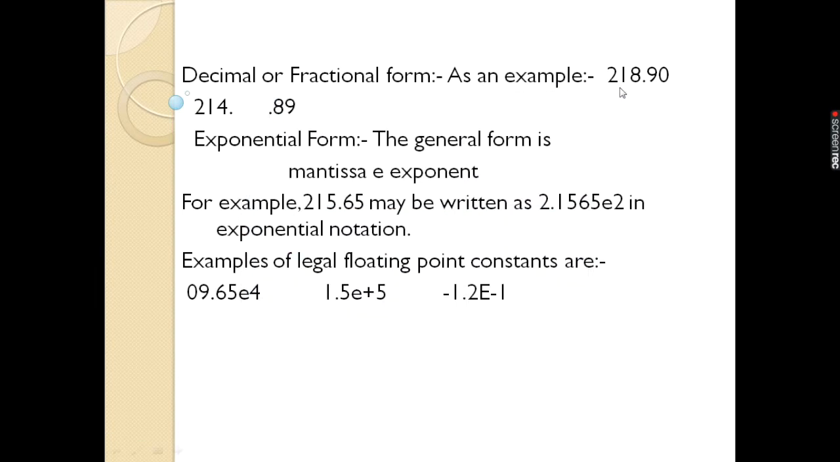As an example, 218.90. In decimal or fractional form it is possible to omit digits before the decimal point or digits after the decimal point. 214. is an example of omitting digits after the decimal point, and .89 is an example of omitting digits before the decimal point.